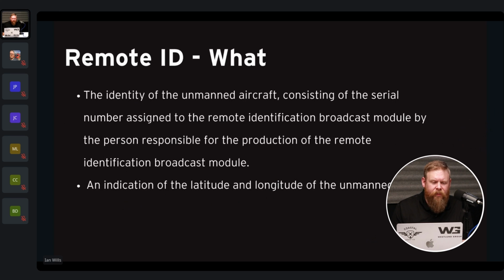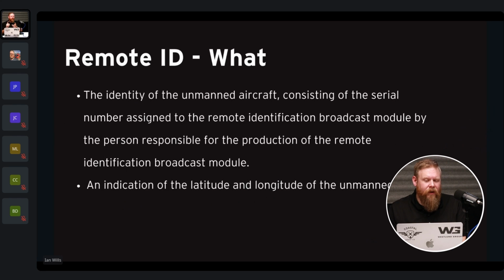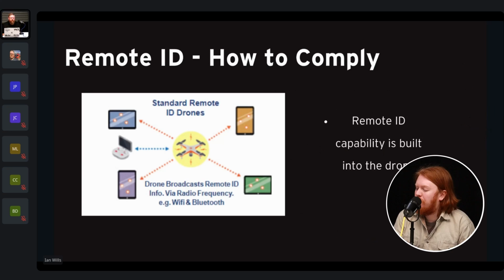So this talks about what we talked about already. It's going to have the serial number, the broadcast module of the person. It's the identity of unmanned aircraft consisting of the serial number assigned to the Remote ID broadcast module by the person responsible for the production of the Remote ID broadcast module. This is directly from the regulations. This is why it sounds like it was written by a robot. That's brutal. An indication of the latitude, longitude of the unmanned aircraft. Okay, so location, altitude above ground, identity of the aircraft, identity of the operator, geometric altitude, speed. Okay. So direction and speed. And then latitude, longitude of the takeoff location. So yeah, home point.